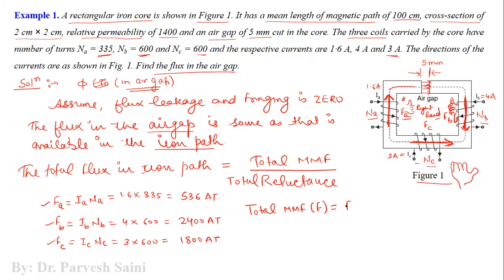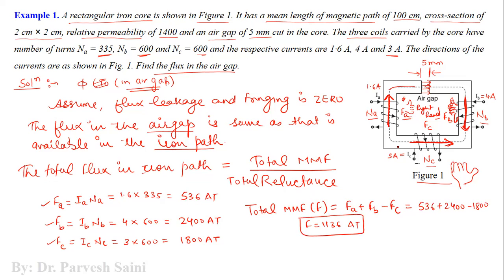So we can write FA plus FB minus FC. By adding all these, 536 plus 2400 minus 1800, the total flux is 1136 ampere turns. So this is the total flux.